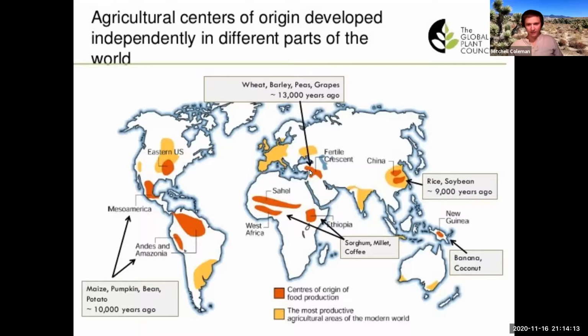So, like in Europe and the ancient Middle East, they were growing things like wheat and barley and peas and grapes. And in ancient China, they were growing things like rice and soybeans. And in the ancient Americas, they were growing things like maize and pumpkins and beans and potatoes. But it all happened. Our species figured out how to do this all around the same time frame: the domestication of plants for human use. So it's pretty interesting to think about that from a historical perspective.